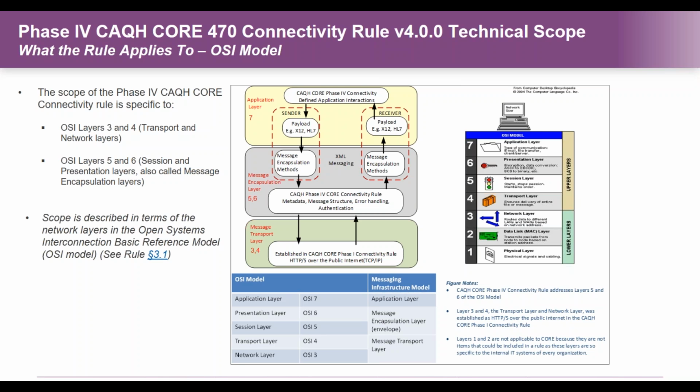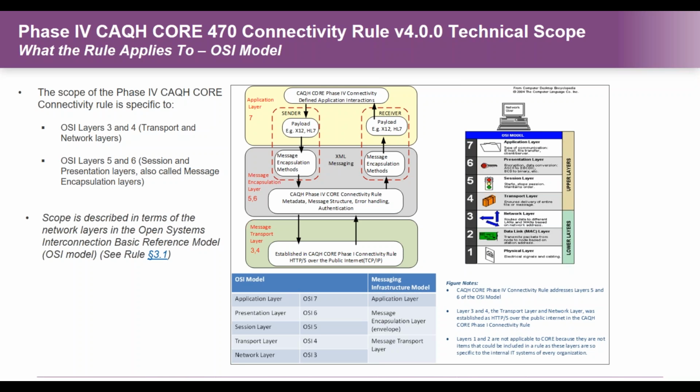Now the focus of phase 1 connectivity rule was layers 3 and 4 by standardizing on the use of the public internet. Phase 2 connectivity rule built on that to provide a prescriptive envelope and security in layers 5 and 6. And phase 4 continues to provide more prescriptive standards for the use of message envelope and security in layers 5 and 6. So that continues to be the scope of the connectivity rule in phase 4.